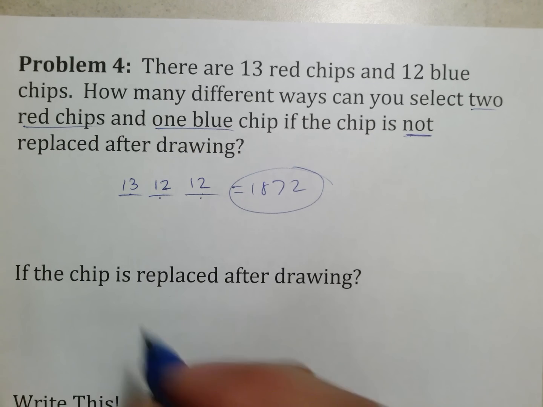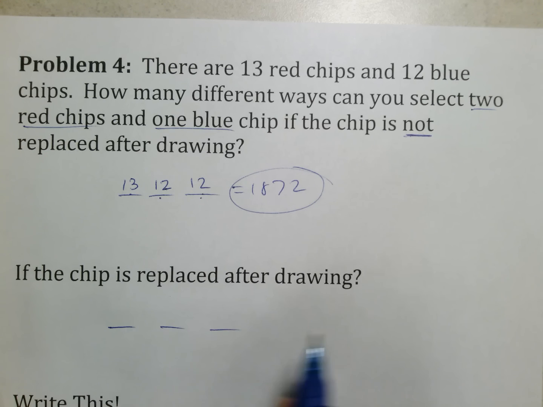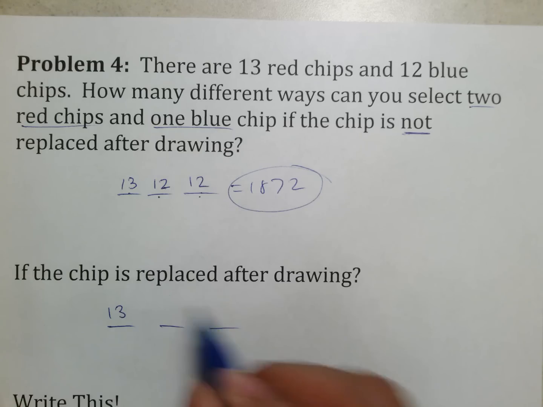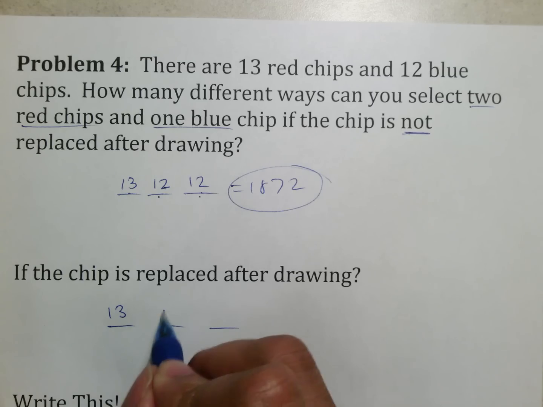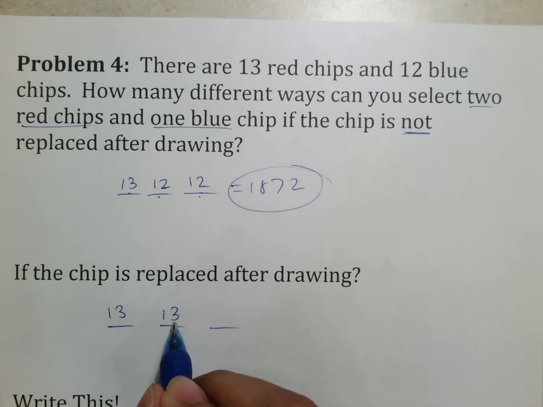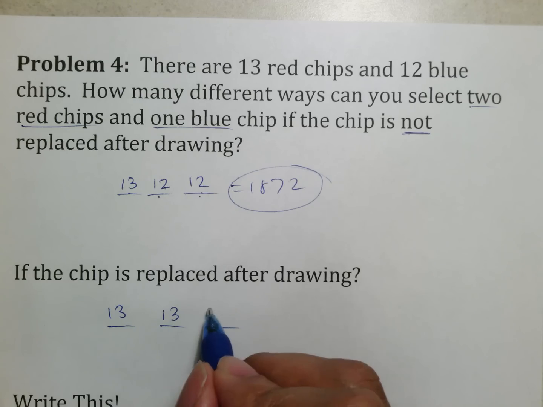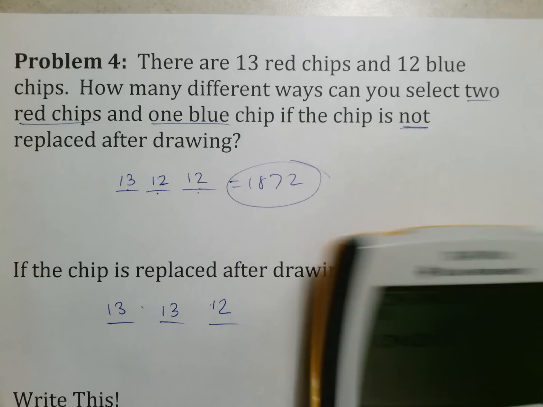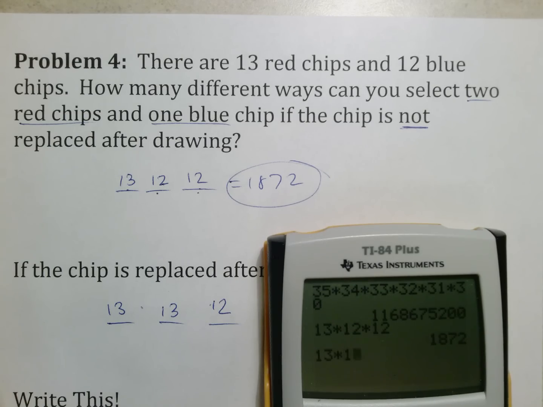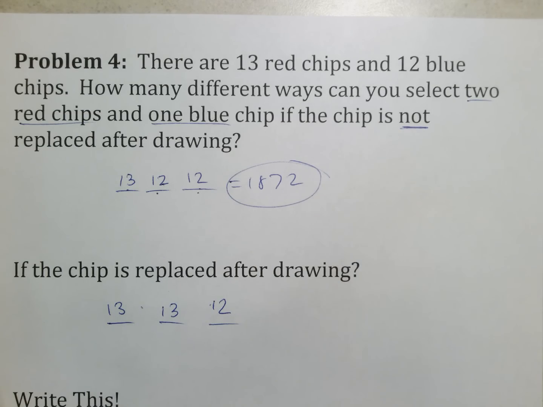But what if the chip is replaced? Again, taking those decisions and putting them back down. Yes, I have 13 red chips to choose from, but if I put that red chip back, that means on my second draw I still have 13 red chips to choose from. In the end, I will always have 12 blue chips to choose from, and that will give me a different number if I replaced it. So this would be 13, 13, 12, which is 2028.